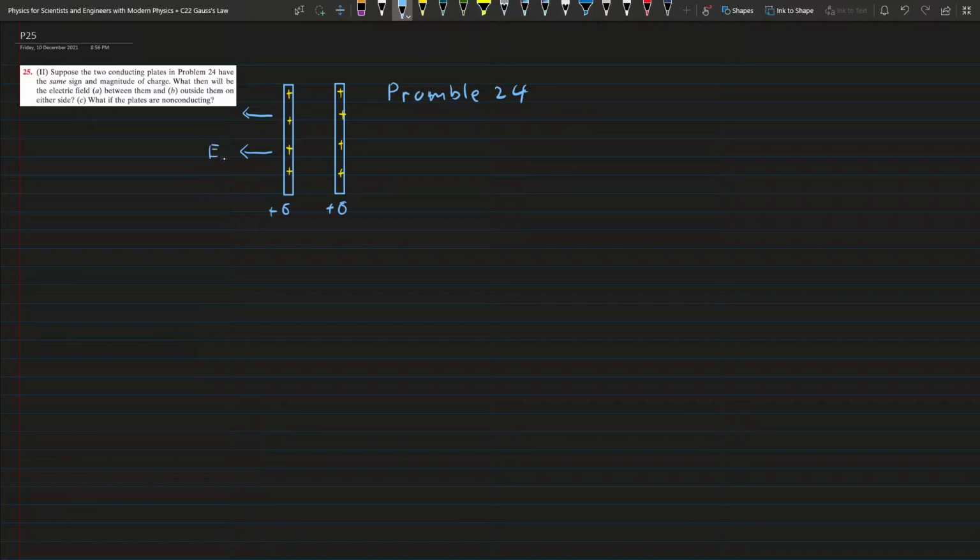So let's call this the EL. This is EL. Now consider the electric field due to this plate at the right side. I call it the ER.